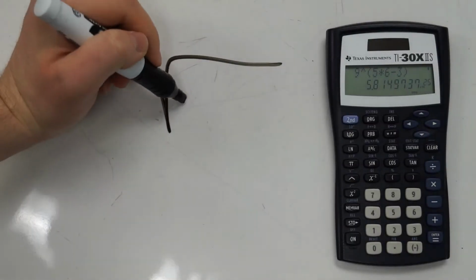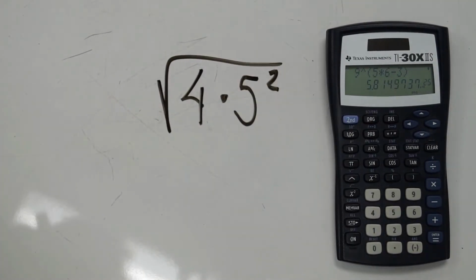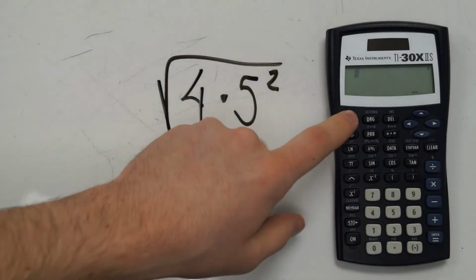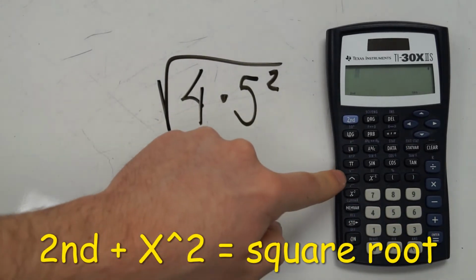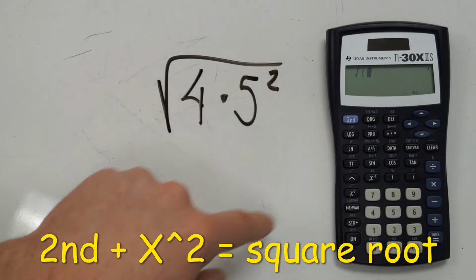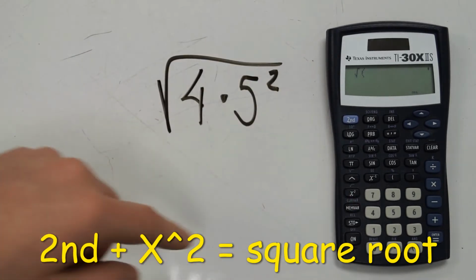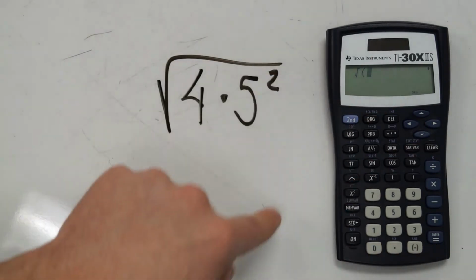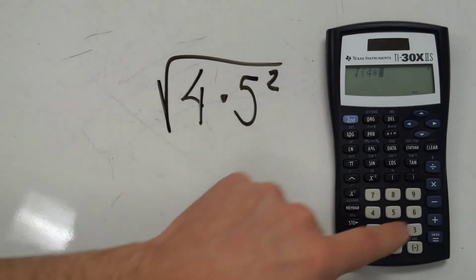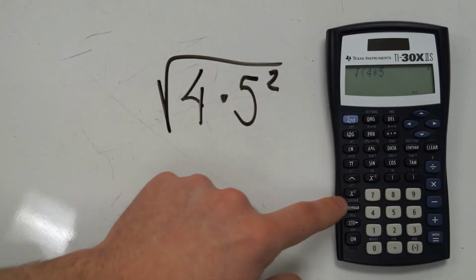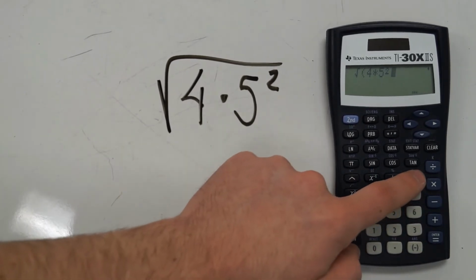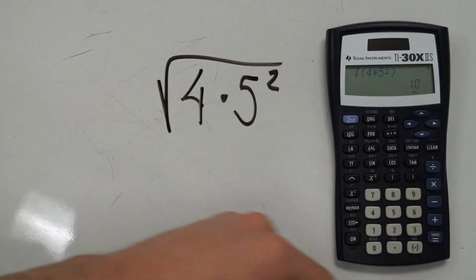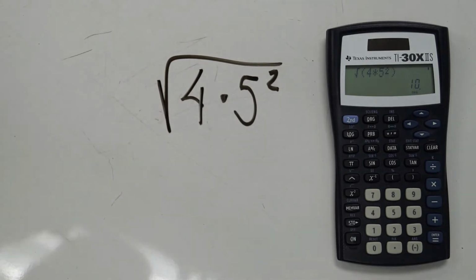So if we want to do something like that, the first thing we want to do is clear that. We want to press second, and then that, and this will automatically mean square root. And so now you put the 4 times 5 squared into that parentheses. So you do the 4 times 5, and in this case we can just do the squared. So close the parentheses, and that should do the square root of that entire thing.